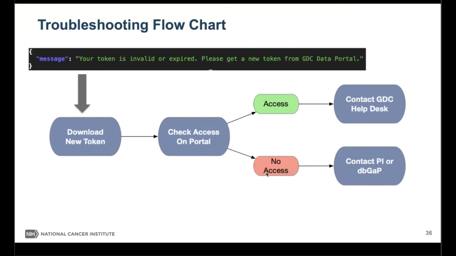So for that, if you have a PI, I would contact them to make sure that they added you correctly to the dbGaP project. And then if you are the PI and you do believe you should have access, I would contact dbGaP, and they should be able to sort out why you're not showing up in the reports that are coming into the GDC.